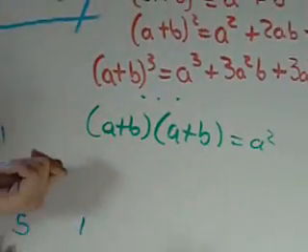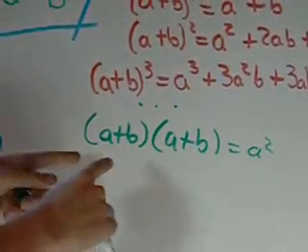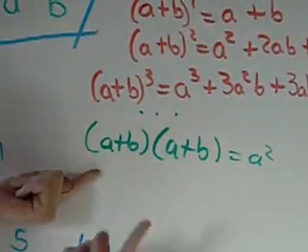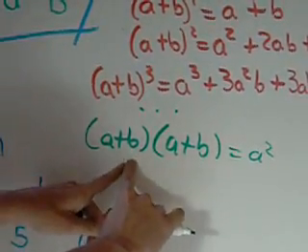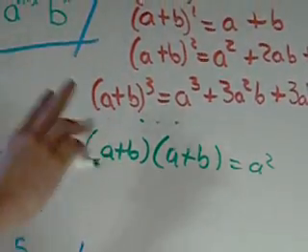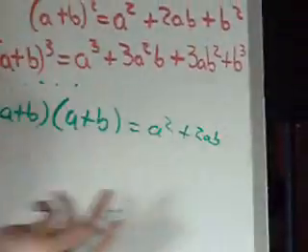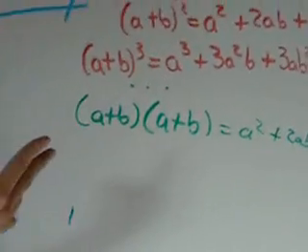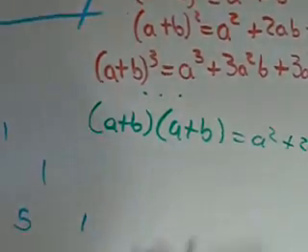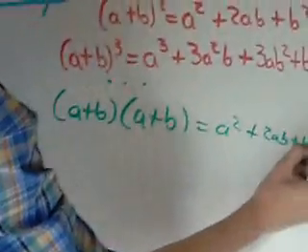Now, how many times can I have an ab? I can take an a from this side and a b from this side, that would be ab. Or I could take a b from this side and an a from this side, that would also make an ab. So I have two ways. That's why it's 2ab. And the last is how many ways can I make b squared? Well, I can only do it one way if I take a b from both sides. That would be b squared.